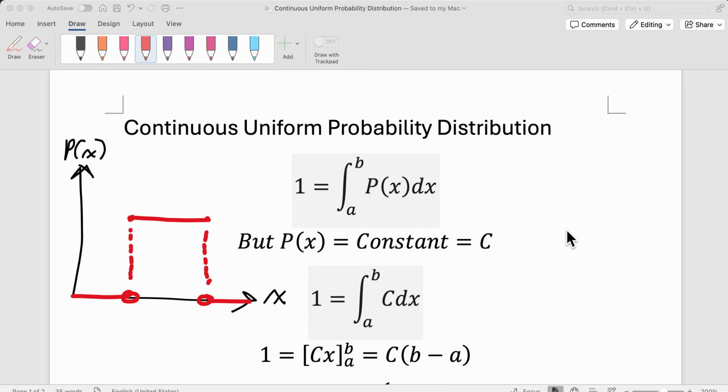This is going to be an ad hoc derivation of the continuous uniform probability distribution density function, as well as its corresponding mean and variance formulas.